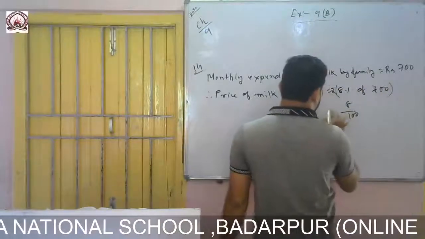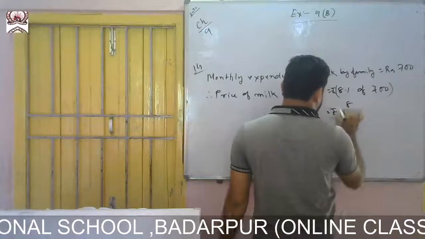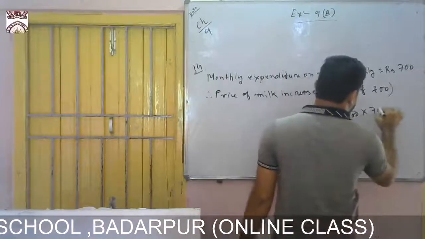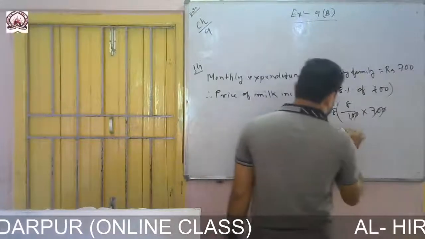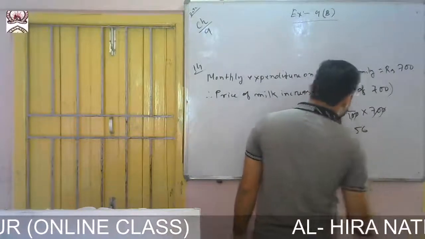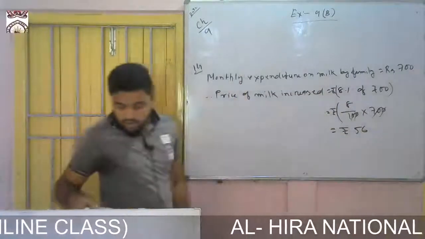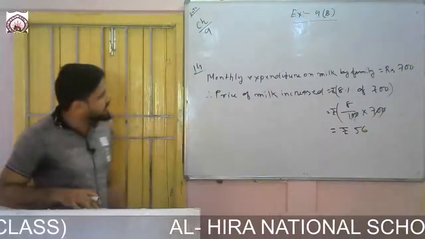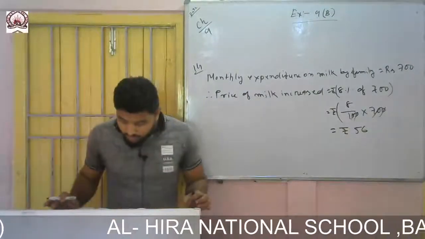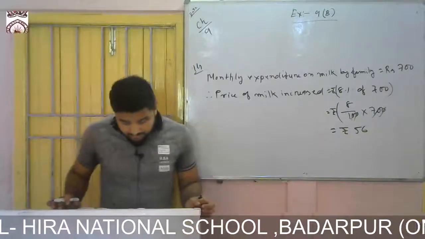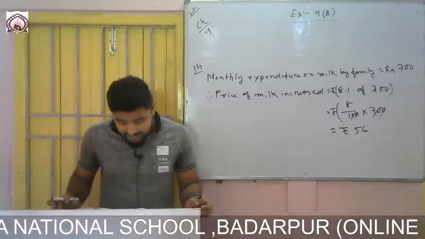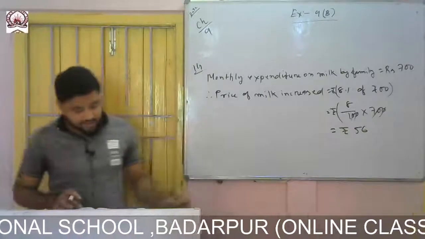Rupees. So 8 into 700. If I cancel, then 56 rupees. Okay, so rupees 56. So the question asked is: find the increase in the expenditure of the family on milk.